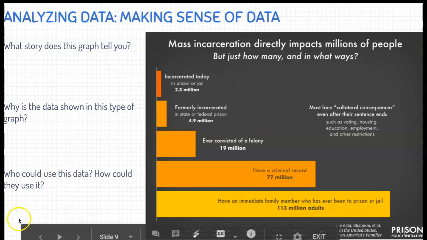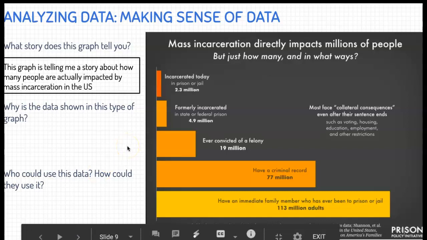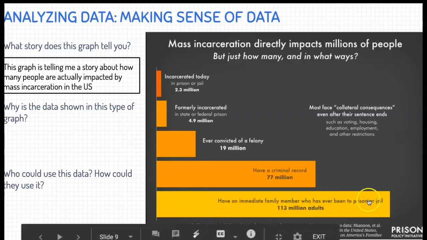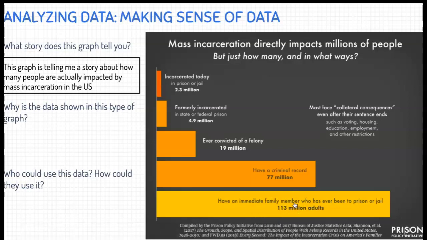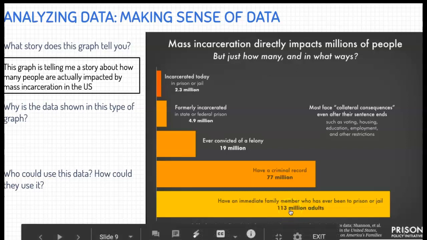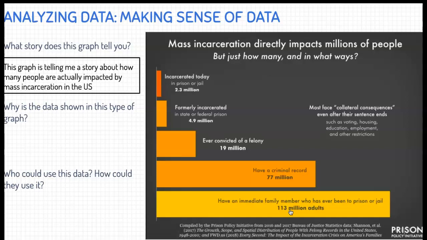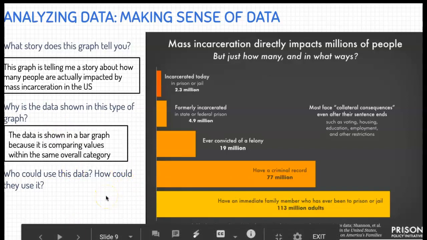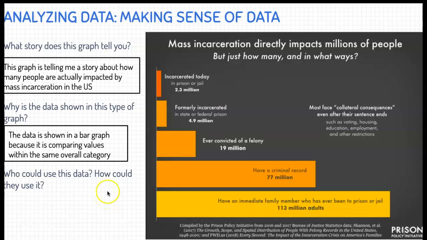And so if I'm analyzing this graph, the story that this graph is telling me is a story about how many people are actually impacted by mass incarceration in the US. And I'm saying that because this bottom bar is the largest, but it's not actually people who are incarcerated, it's people who have an immediate family member who has ever been to prison or jail. So that is an extremely large amount, 113 million adults, when our population in the United States is around 365 million. Why is the data shown in this type of graph? This data is shown in a bar graph because it is comparing values within the same overall category.